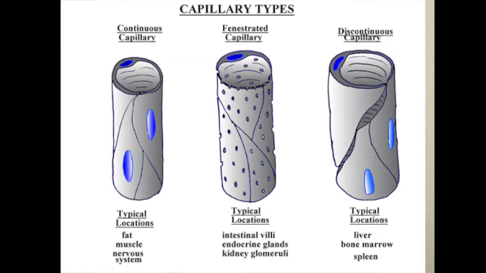The next type of capillary is fenestrated. They have fenestrations, which act as windows to help exchange, and their location is in the small intestines, kidney, and endocrine organs. The third type of capillary is sinusoidal. They have more fenestrations and larger clefts. Their location is in bone marrow, lymphoid tissue, and spleen.